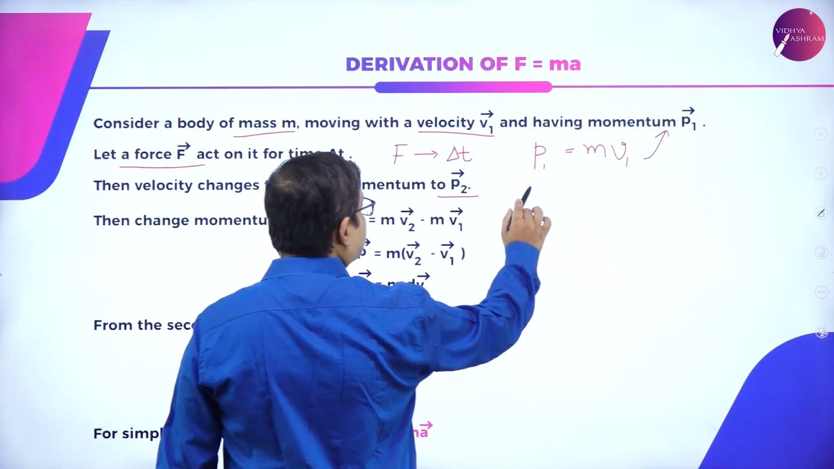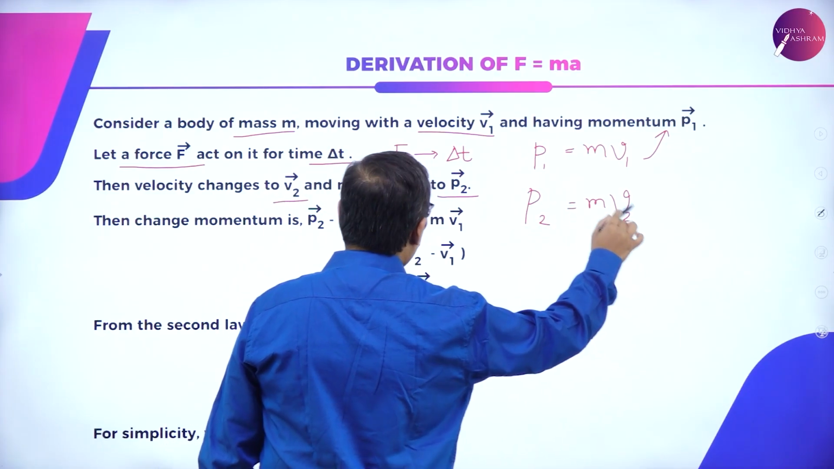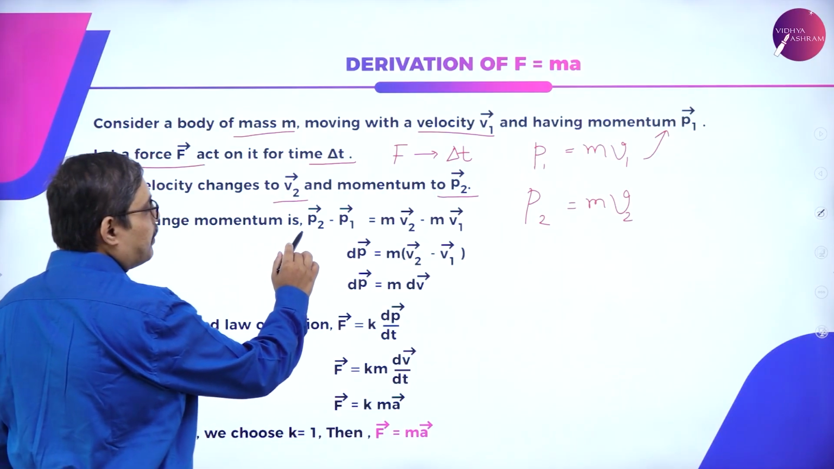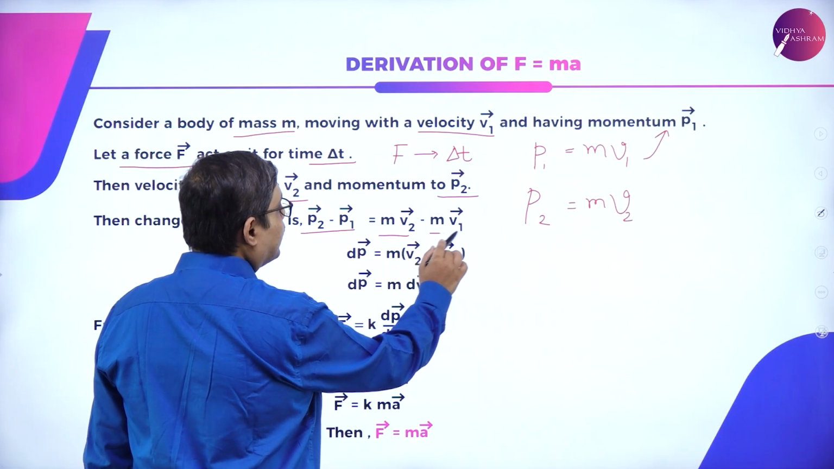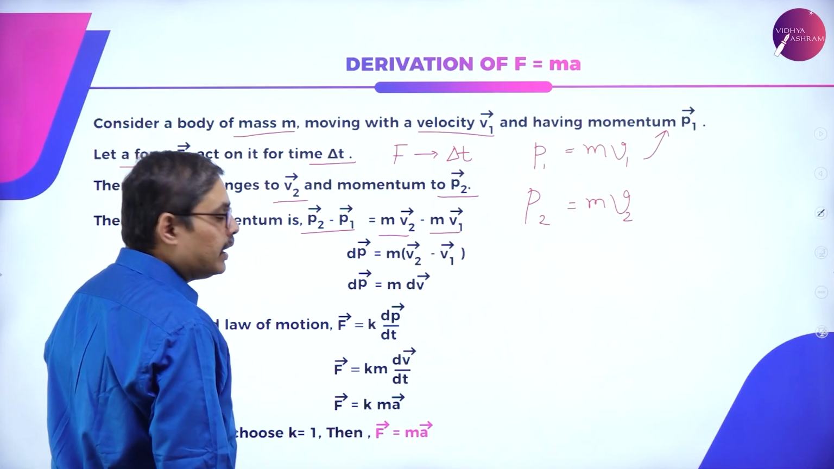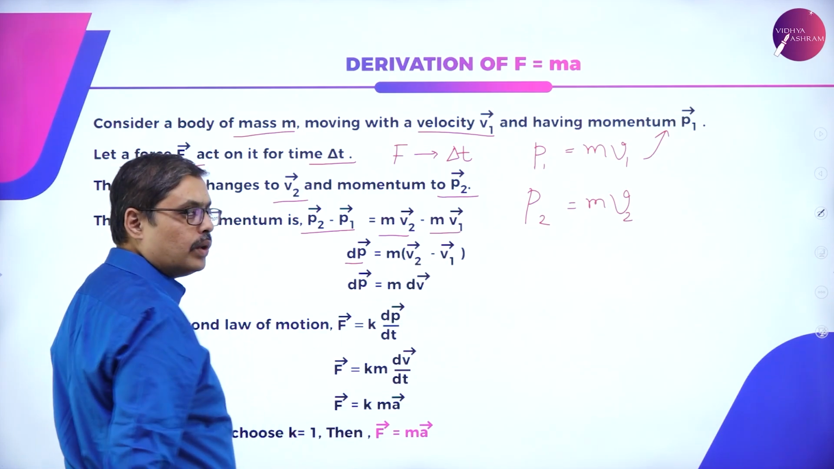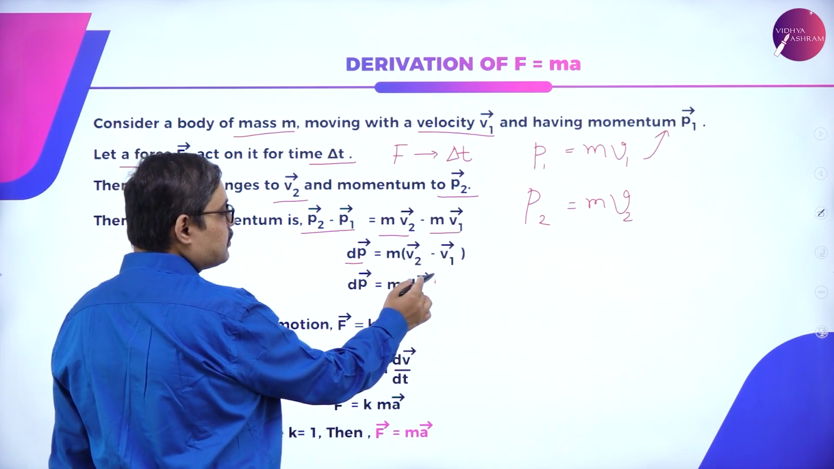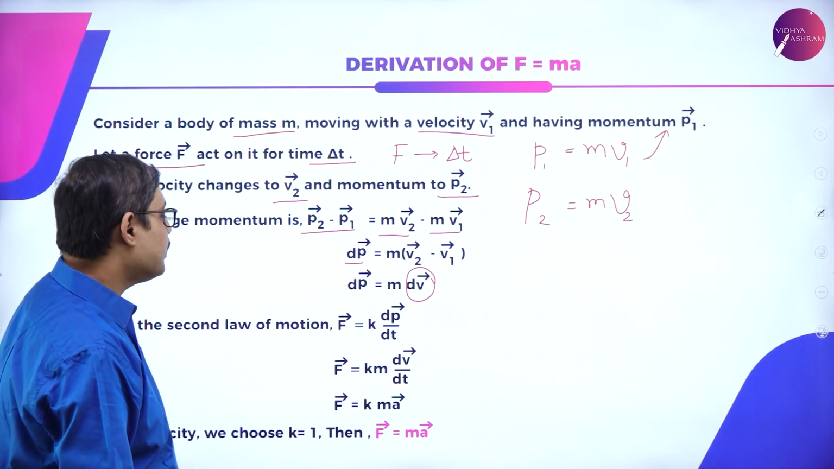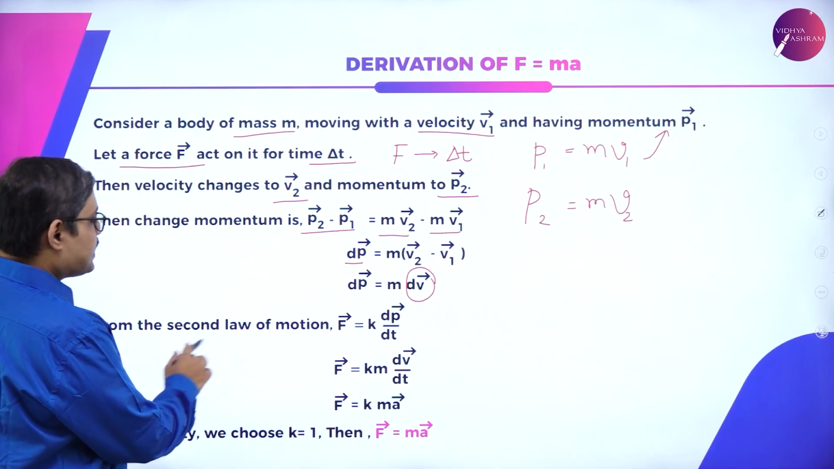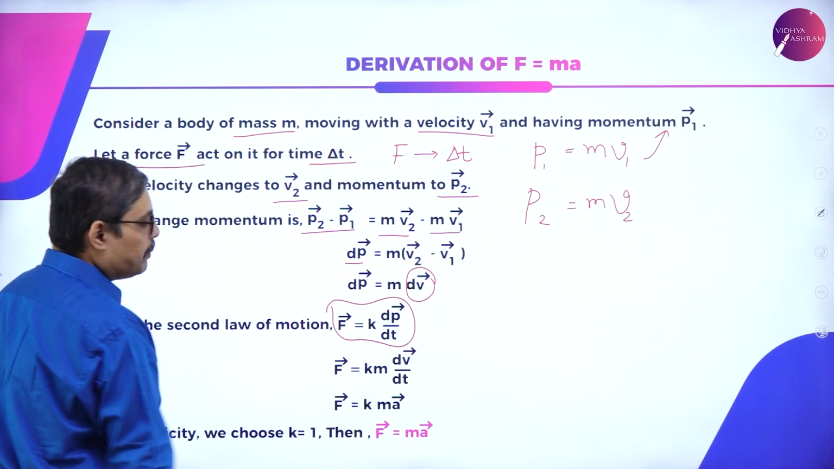Okay. So p2 is equal to m into v2. The change in momentum is given by p2 minus p1 is equal to mv2 minus mv1. Okay. Change in momentum is given by dp equals m into (v2 minus v1). Instead of v2 minus v1, I am using the vector form or the derivative of velocity, dv. Okay. From the second law of motion, I know that F is equal to k into dp by dt.